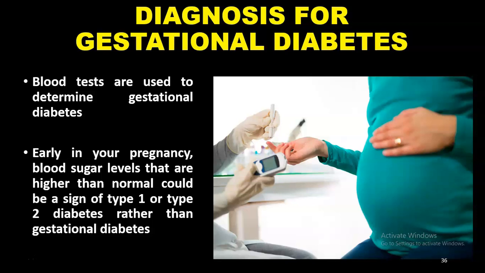Blood tests are used to determine gestational diabetes. Between 24 and 28 weeks of pregnancy, you will likely undergo a pregnancy test. Your doctor might test you early if you are at a higher risk of developing gestational diabetes as a result of having more risk factors. Early in your pregnancy, blood sugar levels that are higher than normal could be a sign of type 1 or type 2 diabetes rather than gestational diabetes.